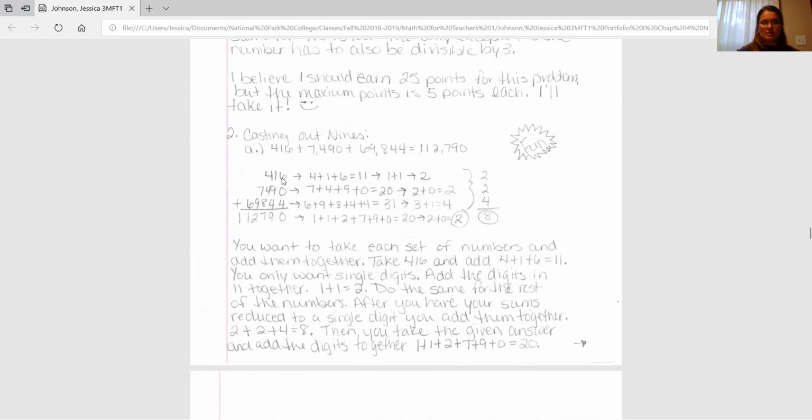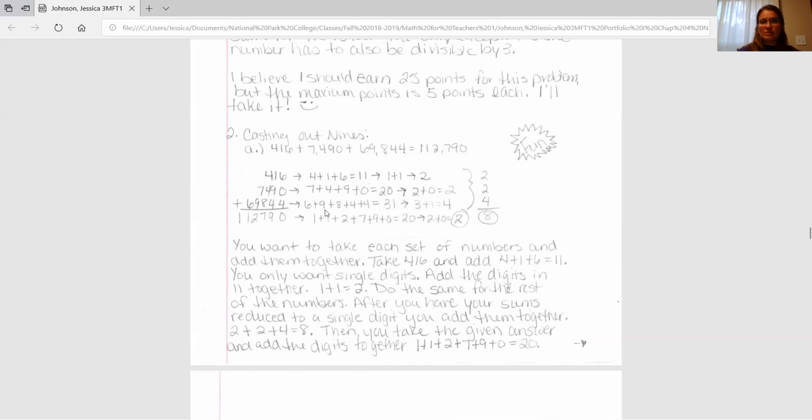You take your digits and you do like the 3's test and you sum your digits. So 4 plus 1 plus 6 equals 11. You only want a single digit, so you're going to take 11 and sum the digits. 1 plus 1 equals 2. Now I just pull my 2 over to the side. 7,490 is 7 plus 4 plus 9 plus 0 equals 20. And you want a single digit, so 2 plus 0 equals 2, and I'll pull my 2 to the side.